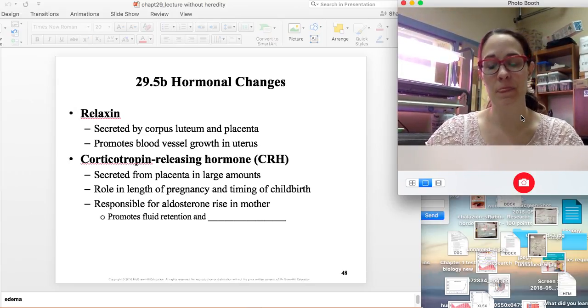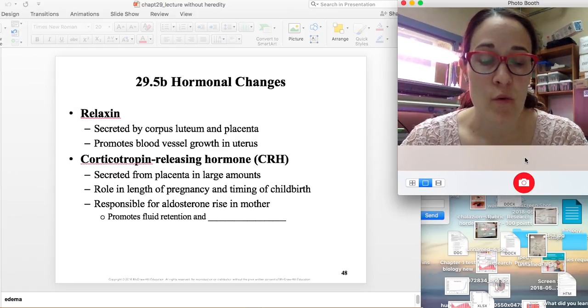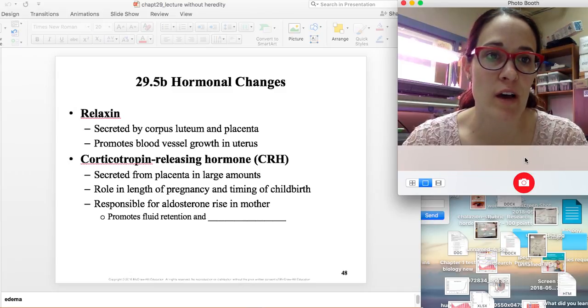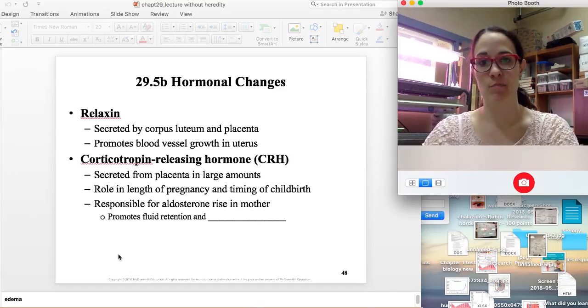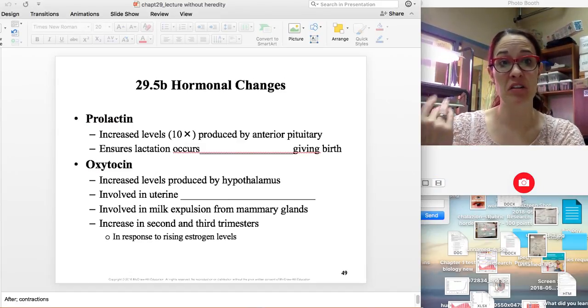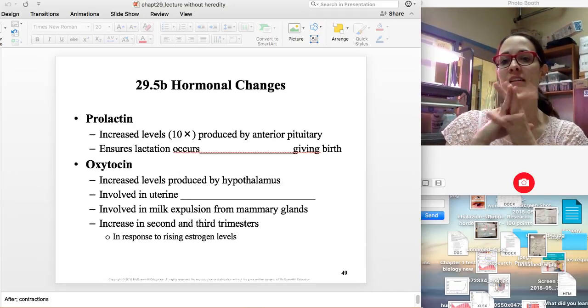And then lastly, this is important, it causes a rise in aldosterone, which causes a woman to hold on to excess fluid. This is why I experience, and most women experience, edema in pregnancy, or swollen parts of your body, like your feet and your fingers. I couldn't wear my wedding ring towards the end.